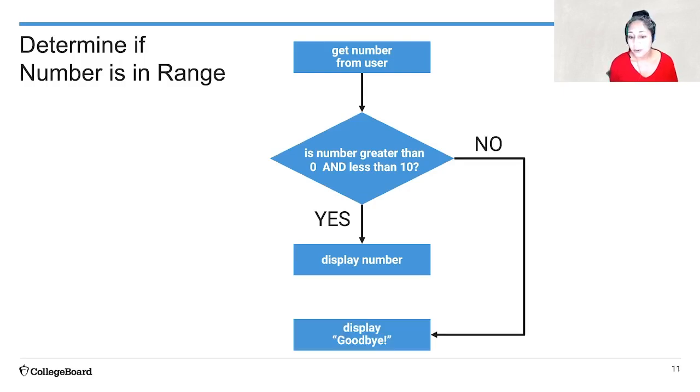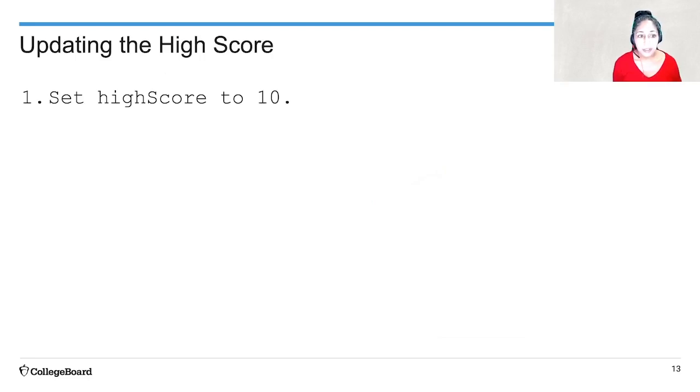If it's false or no, then I'll just display goodbye. I'm not going to do anything if that number is not in that range. I might also display that statement, even if I displayed that number, and then after I display the number, I display goodbye.